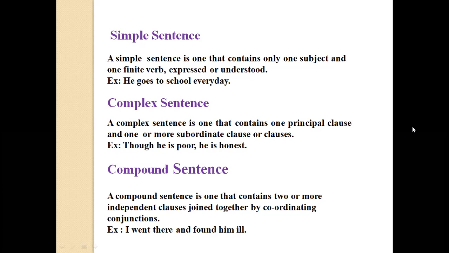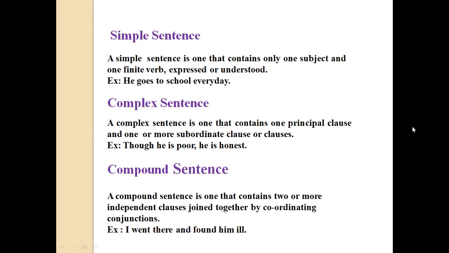Complex sentence. A complex sentence is one that contains one principal clause and one or more subordinate clause or clauses. For example, though he is poor, he is honest. Here there are two clauses. One is though he is poor, and the next one is he is honest. Though he is poor is subordinate clause, and he is honest is principal clause. So this is an example of complex sentence.